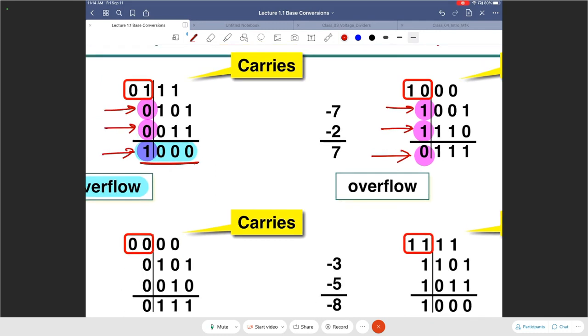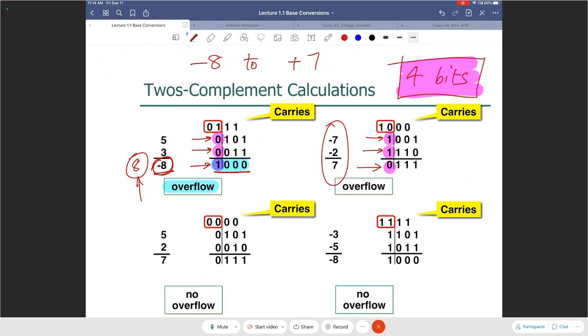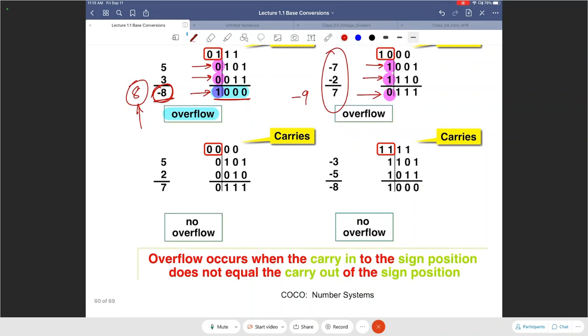So in both these cases, here, what did you expect? -9. What did you get? +7. Invalid, incorrect, overflow. Here is the good news. When you do this right, 5, 2, 7, -3, -5, -8, you don't have a problem. You got the right answer. 0111 is 7. 1000 is -8. In its 2's complement representation, everything worked out. Positive plus positive is positive. Negative plus negative is negative. All good.